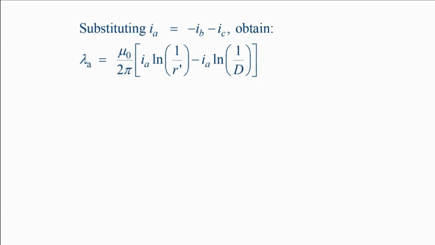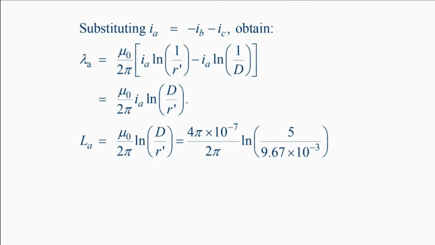In this equation, I now have IA as a common factor. I will take IA outside, and I will have ln A minus ln B. Ln A minus ln B equals ln A over B. Like if you have ln A plus ln B, it will be their multiplication, ln AB. Here I have a minus sign, so mathematically it's ln of the first term over the second term, as if you are dividing 1 over r dash by 1 over d. So d will come up and it will be like this.